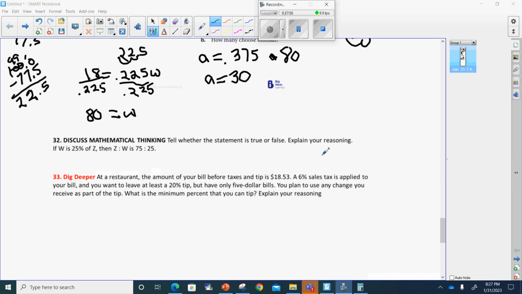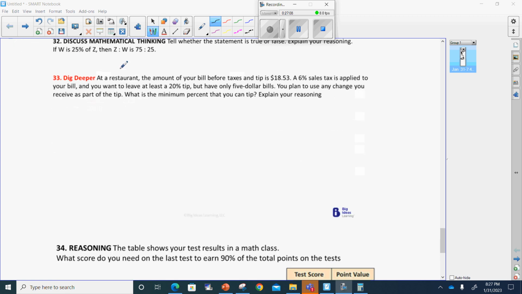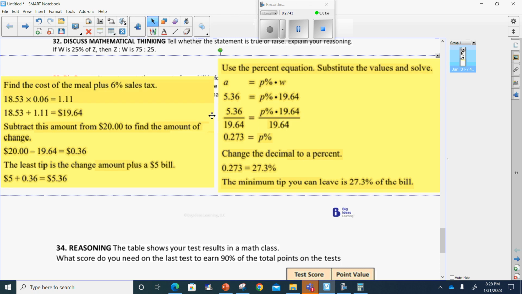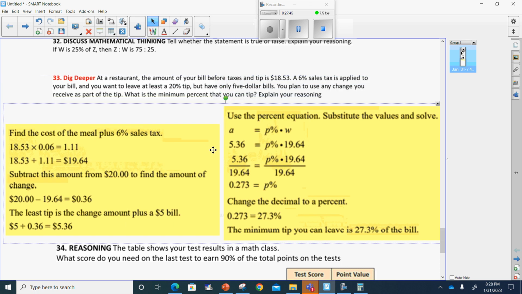All right, let's move on down to number 33. It says at a restaurant, the amount of your bill before taxes and a tip is $18.53. A 6% sales tax is applied to your bill, and you want to leave at least a 20% tip, but have only $5 bills. You plan to use any change that you receive as part of the tip. What is the minimum percent that you can tip? Explain your reasoning. I'm going to save a little time here and put these answers down.